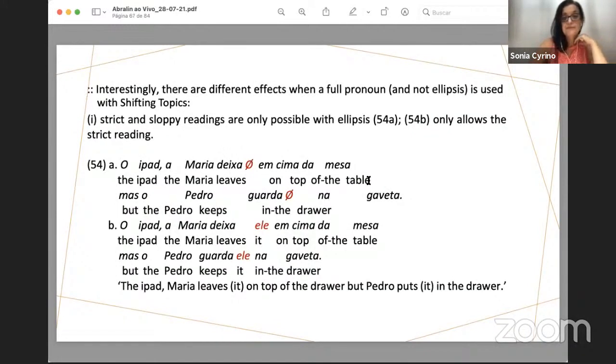Now, interestingly, there are different effects when a full pronoun and not ellipsis is used with shifting topics. Strict and sloppy readings are only possible with ellipsis. So I can have, o iPad, a Maria deixa em cima da mesa, mas o Pedro guarda na gaveta. Okay, so here I have a strict and sloppy ambiguity. But if I have a pronoun, again, I can only have the strict reading. O iPad, a Maria deixa ele em cima da mesa, mas o Pedro guarda ele na gaveta. So here I can only have the strict reading.